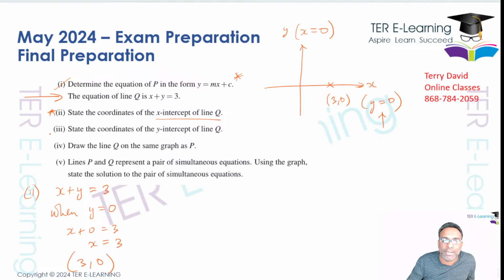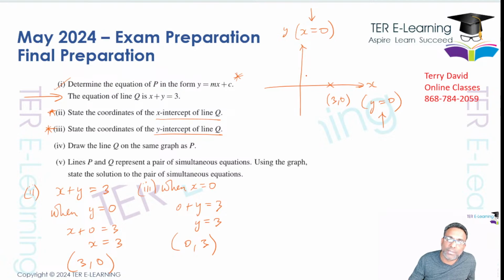The third part: state the coordinates of the y-intercept. The coordinates of the y-intercept is where I cut the y-axis. When you cut the y-axis, x is equal to 0. So again, this is the third part. When x is equal to 0, you're going to get 0 plus y is equal to 3. So therefore, y is equal to 3. So the coordinate of the y-intercept here is going to be 0, positive 3. So this here is 0, positive 3.